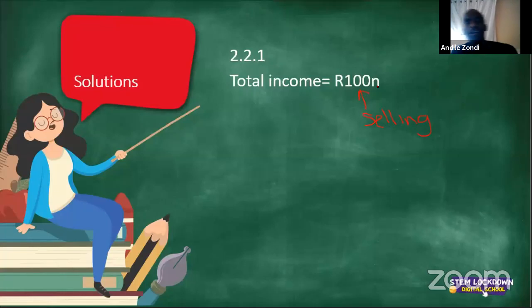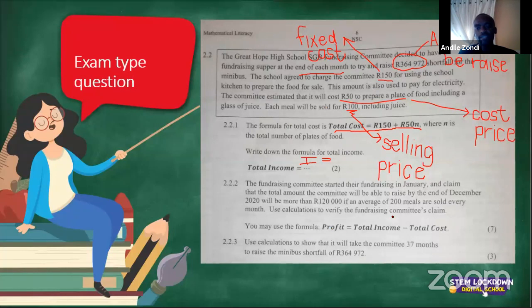Let's move on to the next question. The next question is big, 7 marks. I know learners tend to become careful when they see such marks, but it is very, very easy if you break it down step by step.